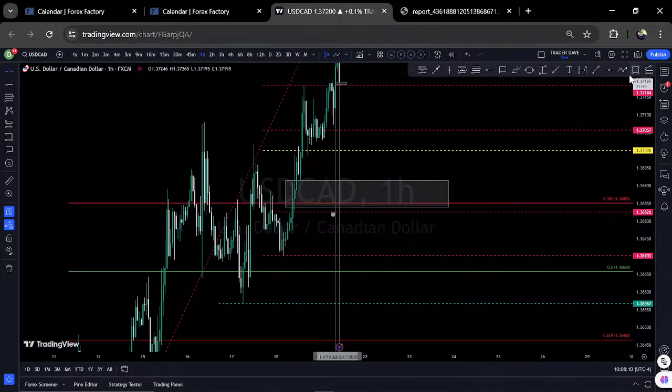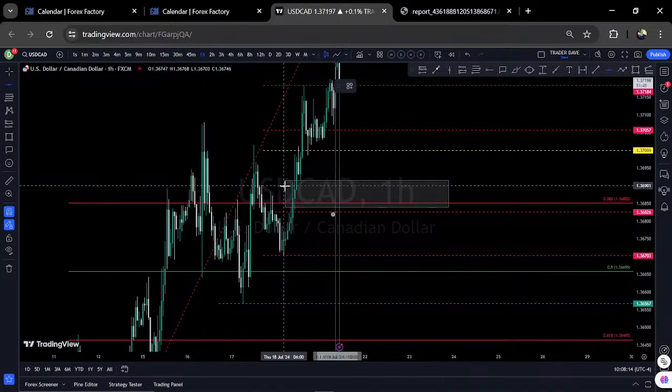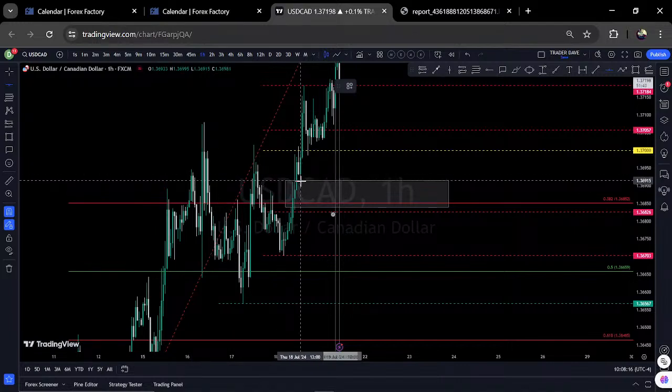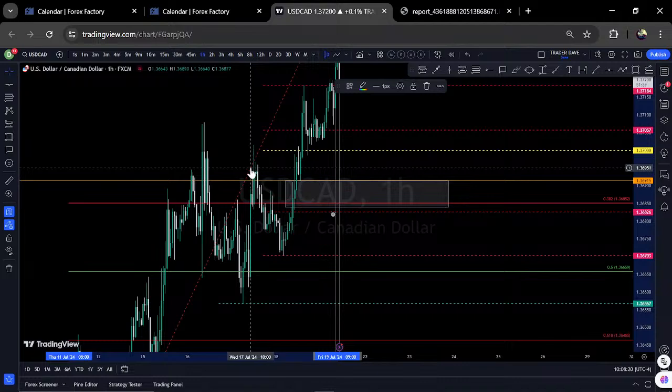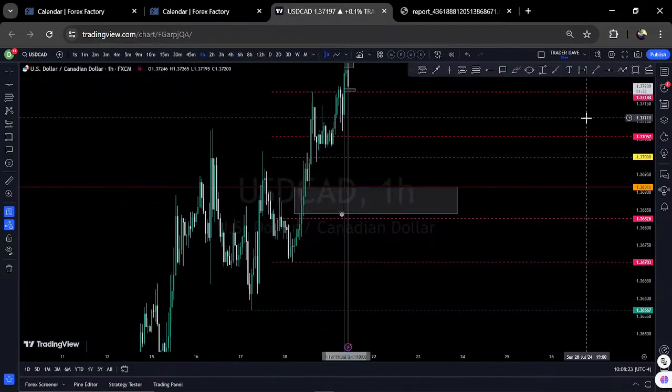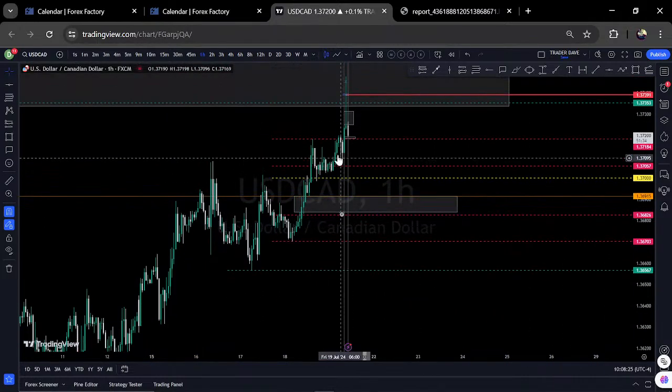Let me mark it with a horizontal line, 0.382 at least, or let's say the beginning of this fair value gap. Let's use it as our ending point or our terminus. As you can see, we're coming down.